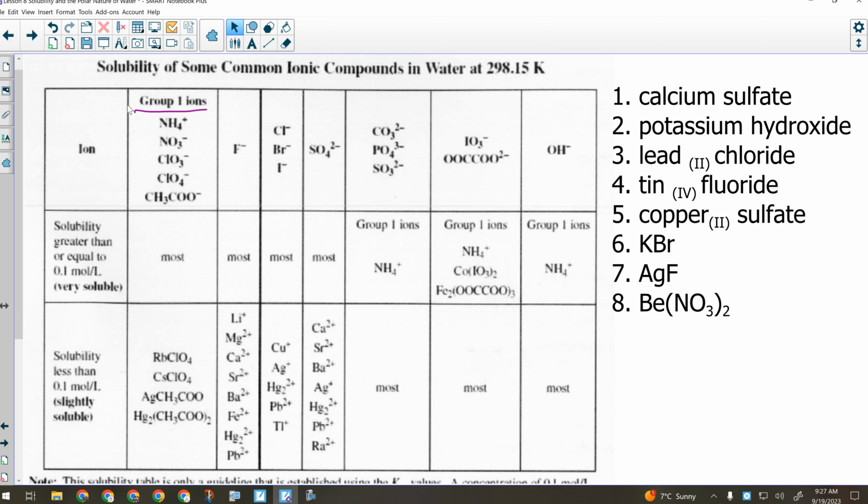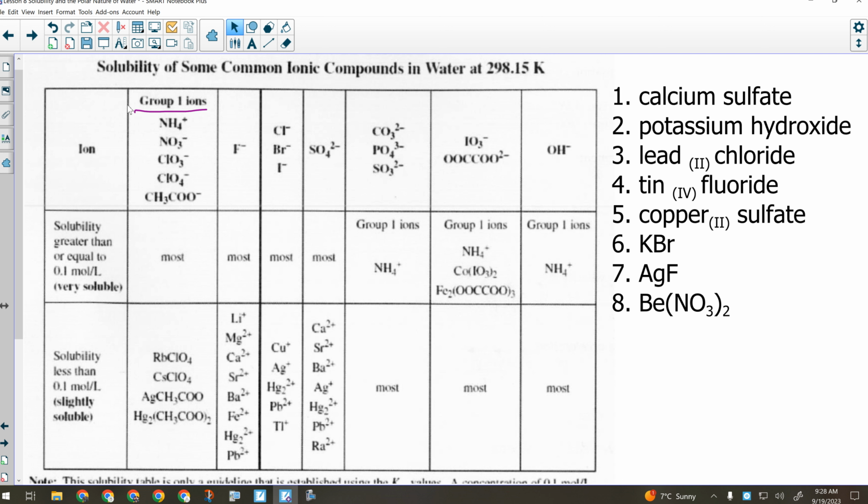Okay, so solubility, and the next row down says these are the things that are very soluble with this. So if I've got ammonium, it's going to be soluble with pretty much anything. If I have nitrate, it's going to be pretty much soluble with anything. So that basically means that anything in that first row, lithium nitrate, or sodium chloride, or whatever, those are all going to be soluble, because they contain group 1 ions with something else. Okay, so it says most.